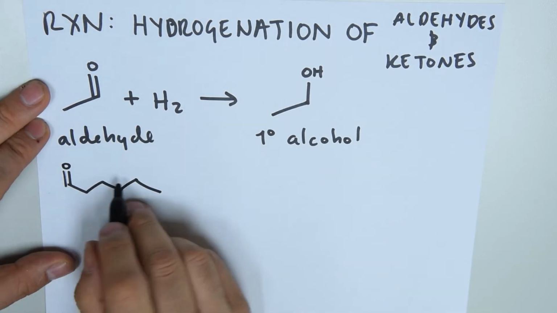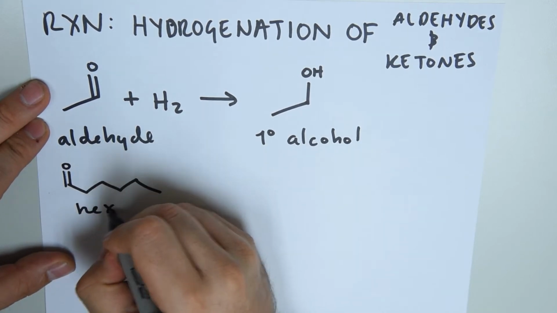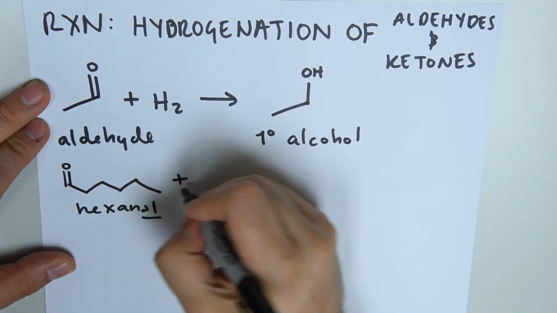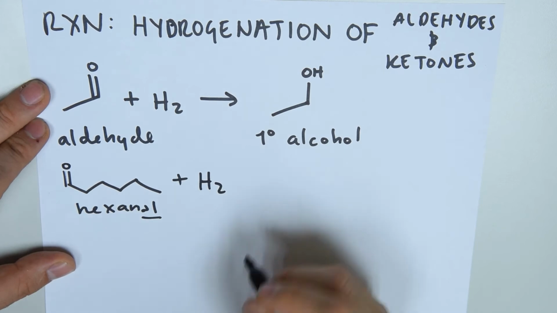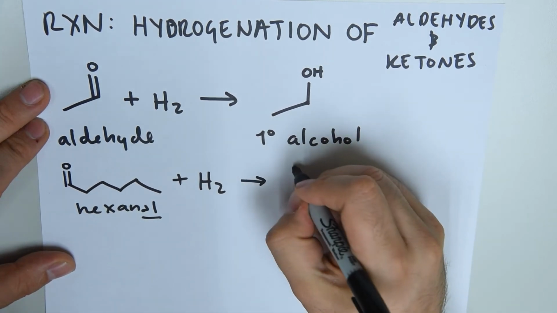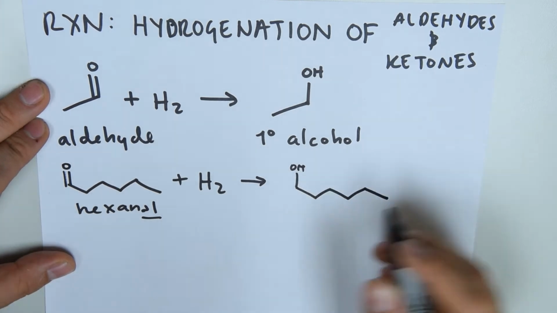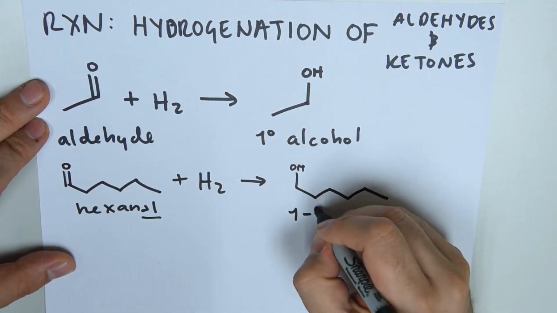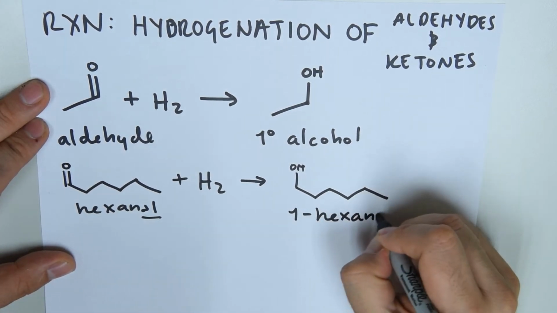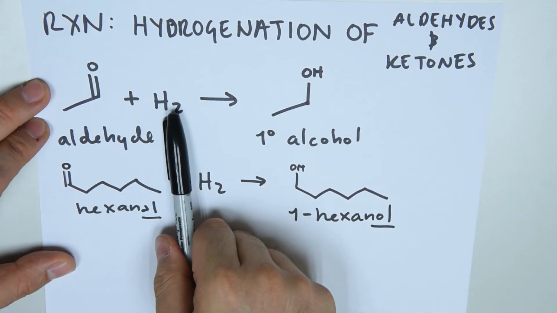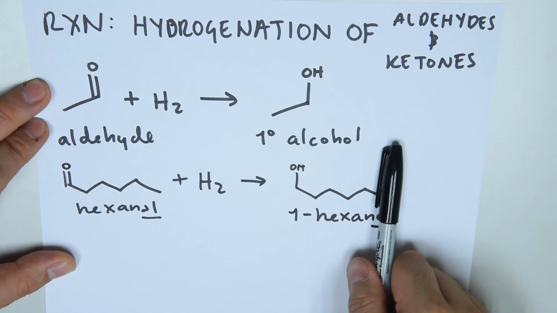Let's take this example. I have hexanal, a 6 carbon molecule with an aldehyde group. I add the hydrogen to it, and it's going to break the double bond. I add OH, 1, 2, 3, 4, 5, 6, and we have 1-hexanol as a result of the end product. So again, aldehydes, when we add hydrogen to them, turn into primary alcohols.